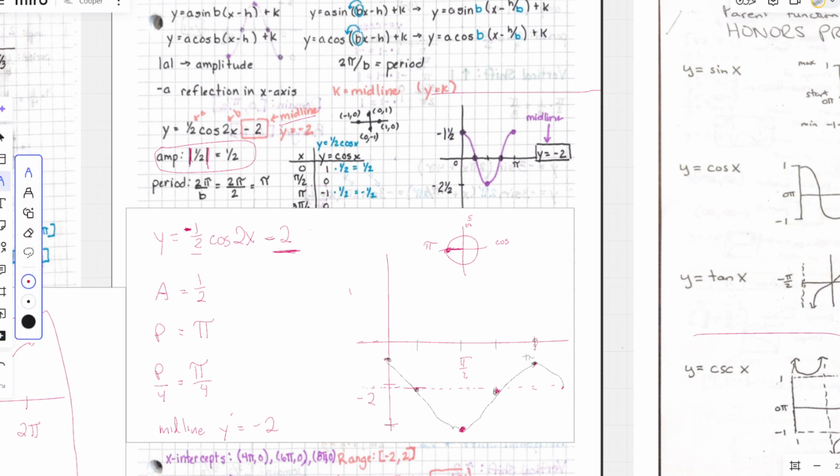The midline's -2, and actually I'm gonna erase it because your teacher lets us just draw y equals -2 for the midline. And let's see, period's pi, and the starting point is 0. There's no horizontal shift. So if I go to the right pi, it's that, no problem. And then I come to the amplitude.